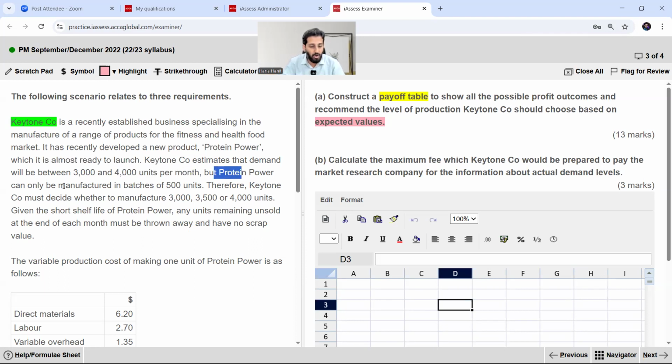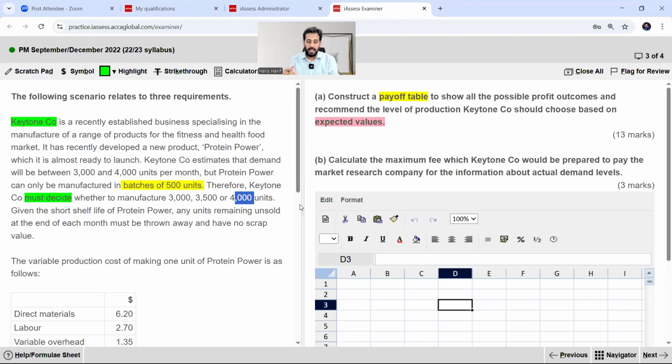But Protein Power can only be manufactured in batches of 500. This is a very important and highlighting point, that you can only produce this product in batches of 500. That means one batch is equal to 500 units, right? Therefore, KeyTone must decide. Please see that this is must decide. That is, you must decide whether to manufacture 3,000, 3,500 or 4,000 units.